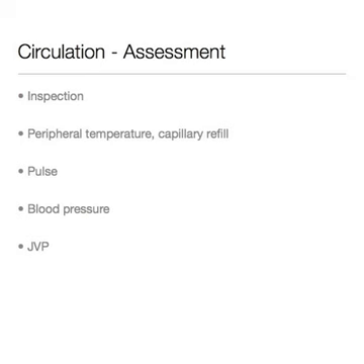Now we can move on to circulation. So, in assessment of the circulation, you're first of all looking at the patient generally for any signs of hemorrhage. You're then assessing skin colour, temperature, and capillary refill. Next, moving to check pulse, blood pressure, and neck veins.